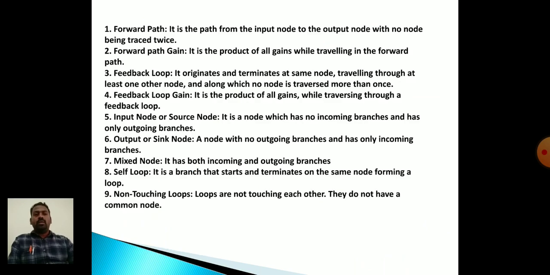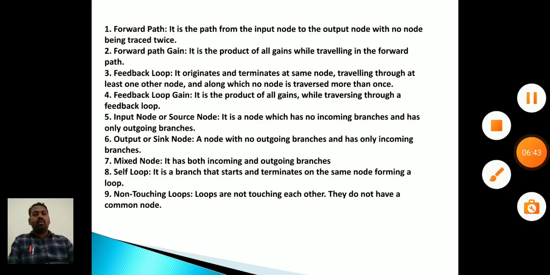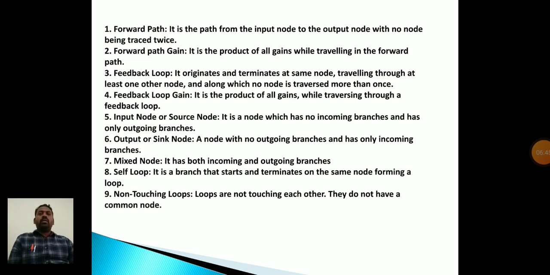Here are some basic term definitions. The forward path is the path from the input node to the output node with no node being traced twice. So only once you travel from input to output; no repetition of a node should take place. That is called the forward path. It is traveled only one time from the input node to the output node, that is, from the source node to the sink node.